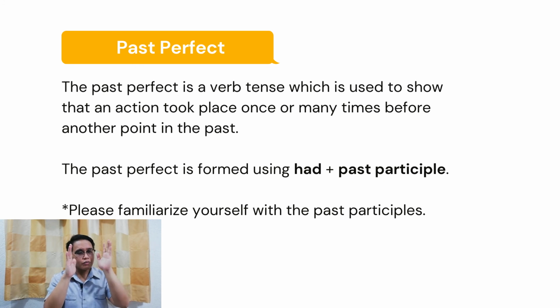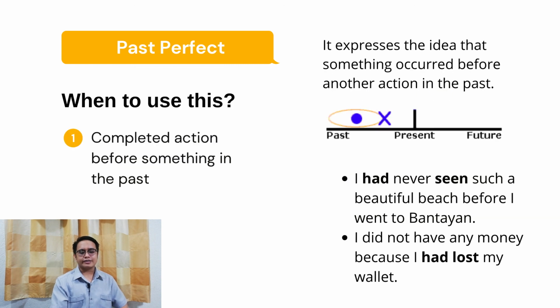Ang kanang action ni mo nga gibuhat pa gito nimo, napoy gibuhat lain. So, mao na siya, an action took place once or many times before another point in the past. And the past perfect is formed using had plus the past participle. Okay? And again, please familiarize yourself with the past participles in the PDF na ako ihatag. Now, kanusa na nato gamiton na simple past?